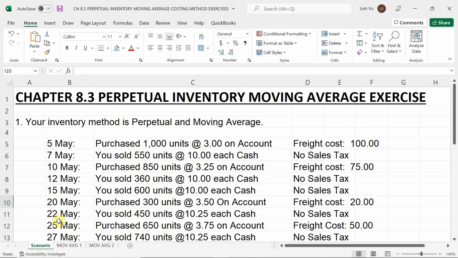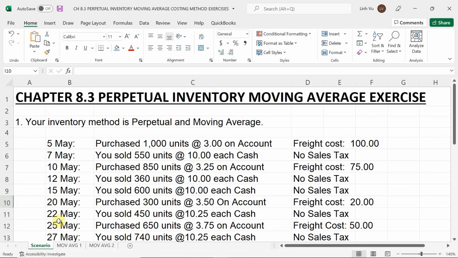But in this case, because we're constantly buying and we're constantly selling, and every time we buy, it changes the average every single time. So in this case, that's why we're going to be moving the average along. Okay? And I'm going to show you through the inventory worksheet so it kind of makes a little more sense why we're moving the average along.